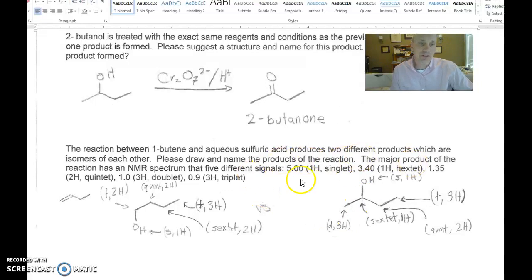If we compare all this data to these 2 NMRs, hopefully you can see that this data is consistent with this particular structure. And that would definitely be the major product of this reaction.